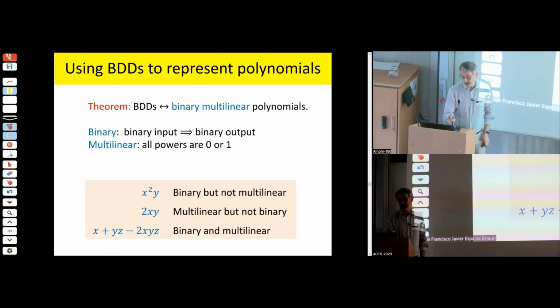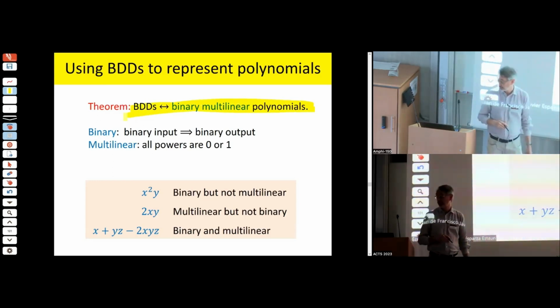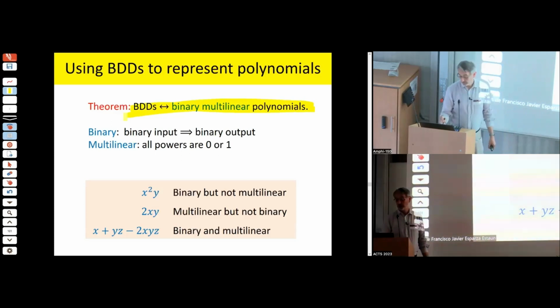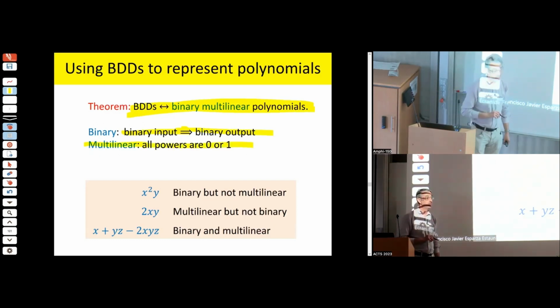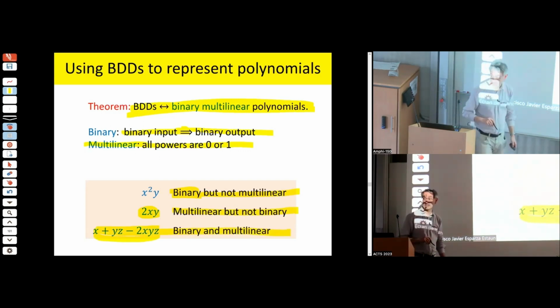So what you can easily see is, which polynomials can you represent with BDDs? Exactly the binary multilinear polynomials. Okay, this is a little theorem, not difficult to show. So remember, binary means if the inputs are binary numbers, the output is binary, and multilinear means all powers are 0 or 1. So for example, x squared y is binary, but it's not multilinear. 2xy is multilinear, but not binary. And this one is both binary and multilinear.